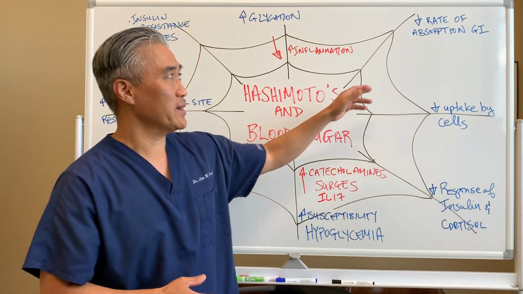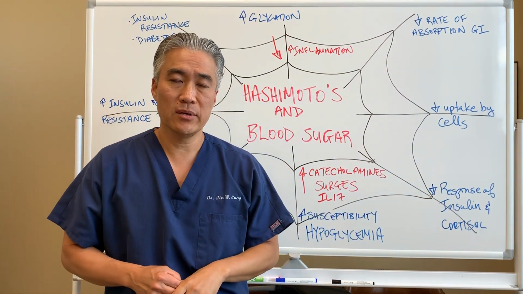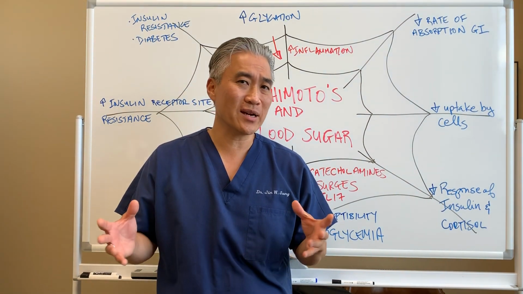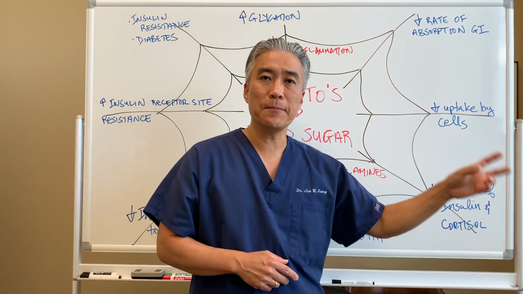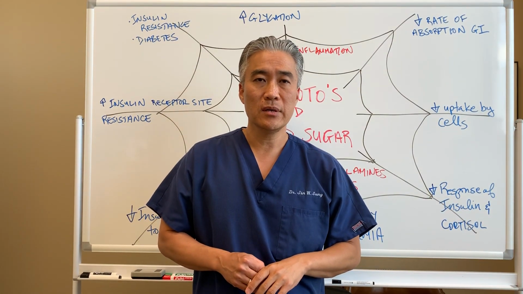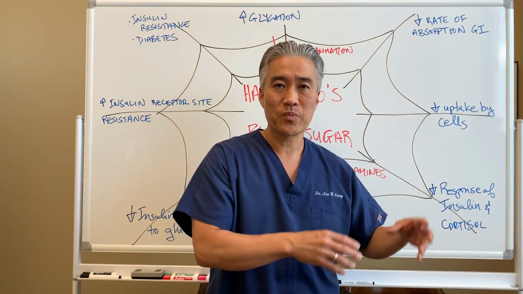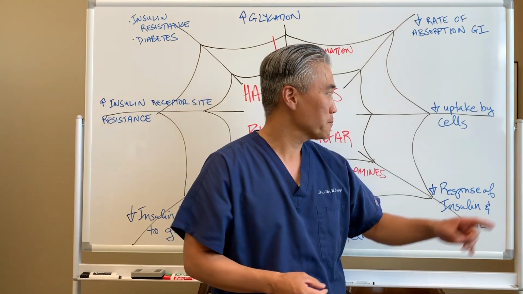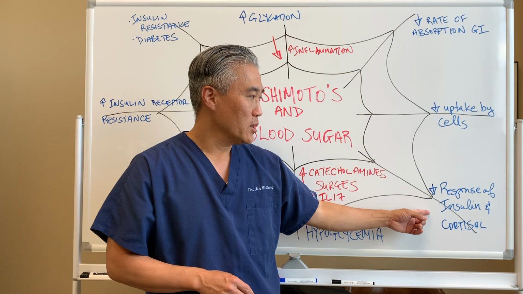When we have Hashimoto's thyroiditis, it will decrease the rate of absorption in the GI tract. So the absorption of sugar will be decreased within the GI tract because everything kind of slows down. And then there will be a decrease in the uptake of the sugar or glucose at the cellular level. Because what happens is you have to take the sugar from the outside and bring it into the cell to be processed, right? Or used for fuel. So there'll be a decreased uptake at the cellular level.